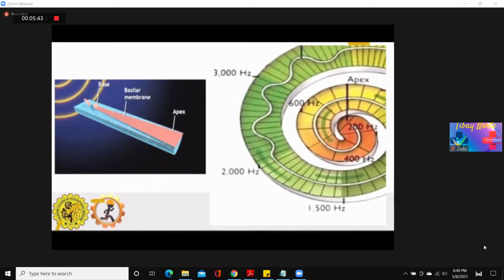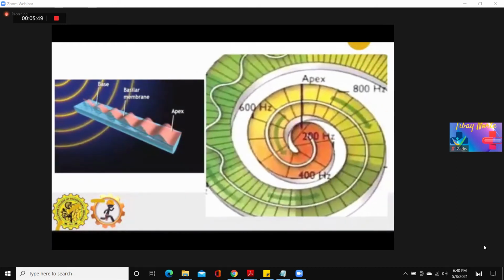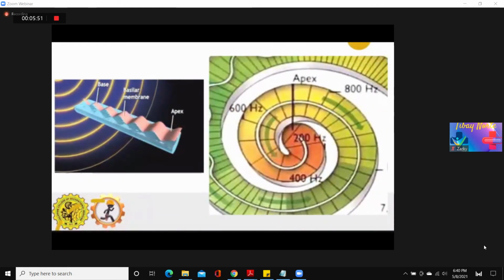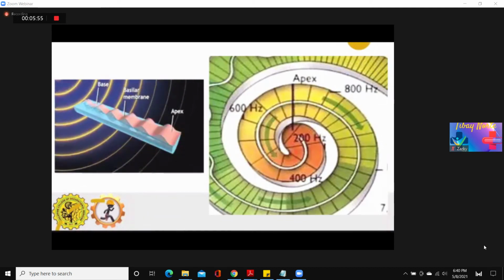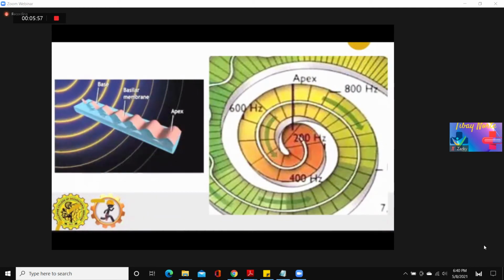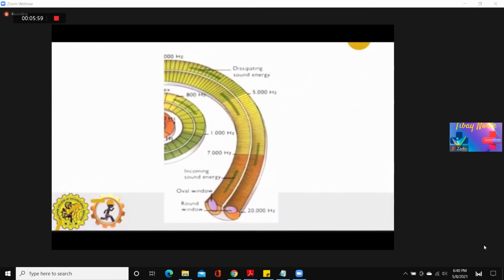The middle portion were mid frequencies from 1000 to 2000 Hz. And the apex for low frequency, that is from 250 to 500 Hz. Take note that in noise-induced hearing loss, high frequencies are affected because this portion is the first to receive sound and is thus greatly affected during prolonged exposure to noise.